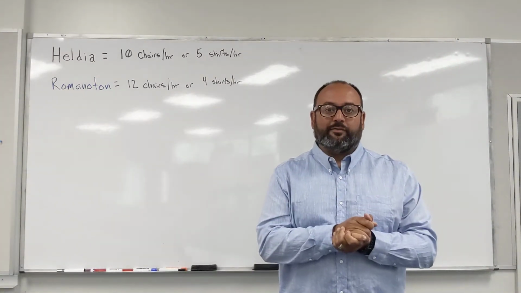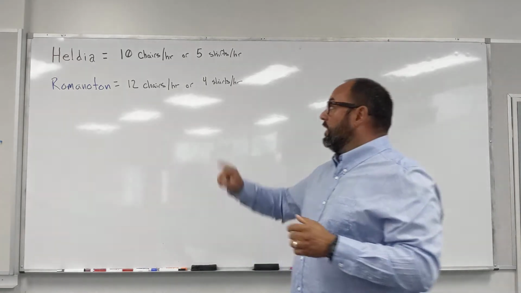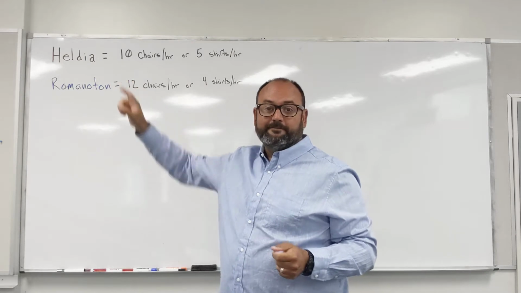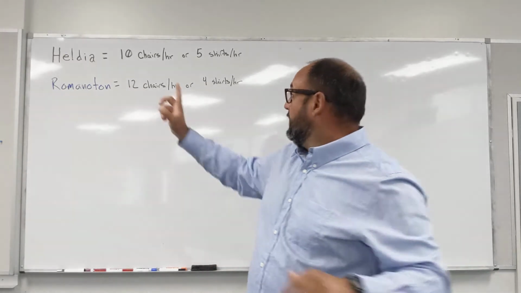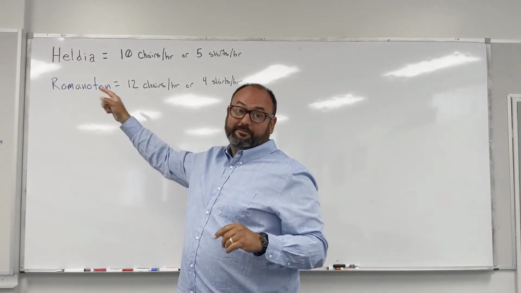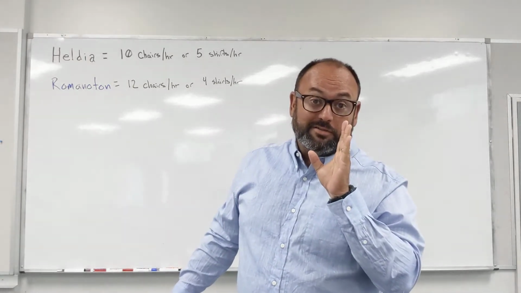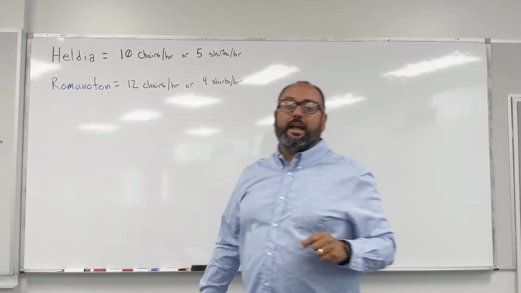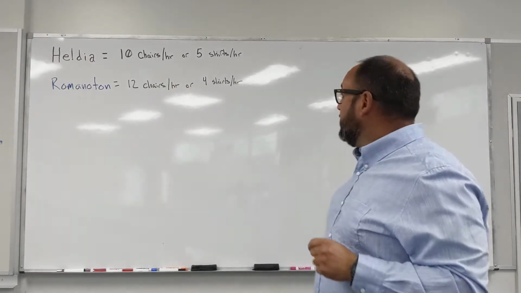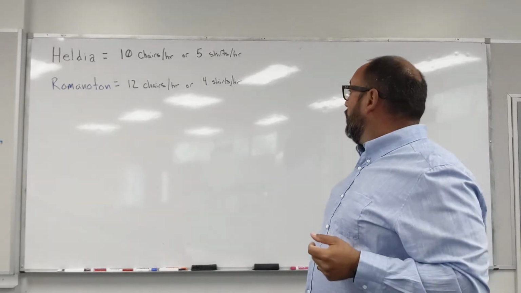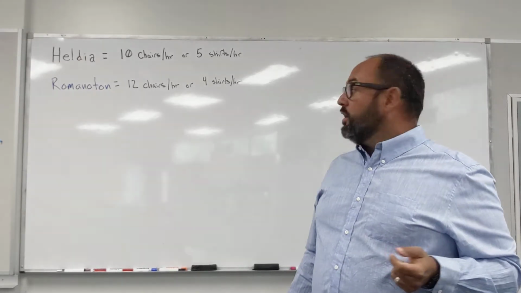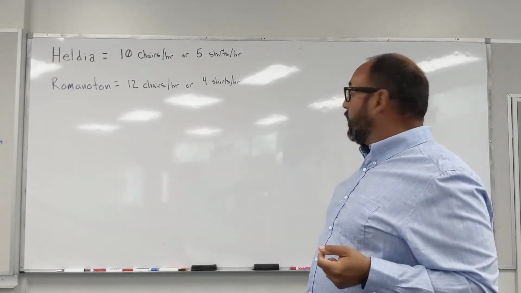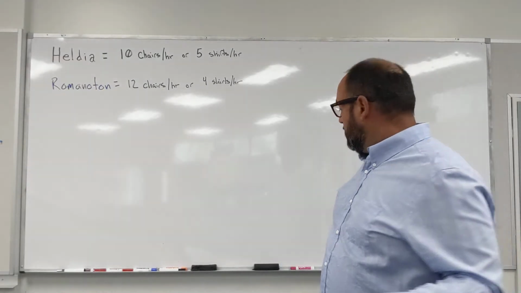We're going to give a try for comparative advantage. We've got two make-believe countries here. We have Heldia, and we've got Romanoton. In each country, what we can see is that Heldia can produce 10 chairs per hour or 5 shirts per hour, while Romanoton can produce 12 chairs per hour or 4 shirts per hour.